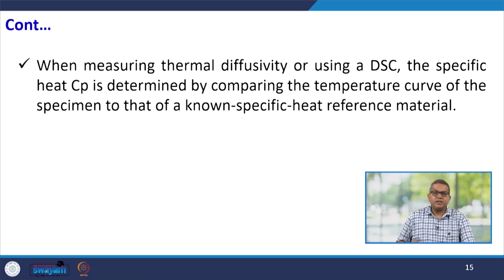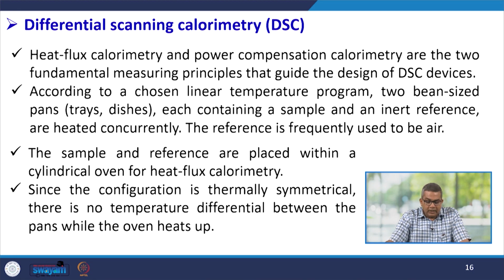Now, when measuring the thermal diffusivity or using a DSC, a specific heat Cp is determined by comparing the temperature curve of the specimen to that of a known specific heat reference material. Let's talk about the differential scanning calorimetry, DSC. The heat flux calorimetry and the power compensation calorimetry are the two fundamental measuring principles that guide the design of DSC devices.